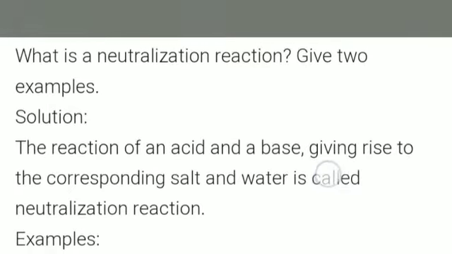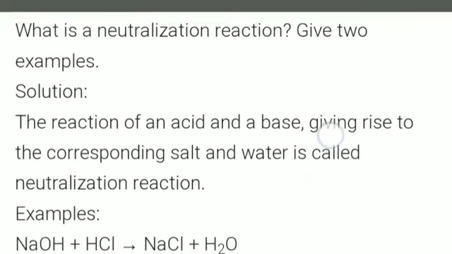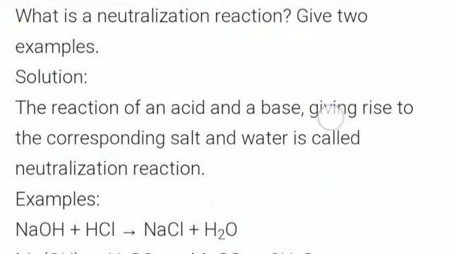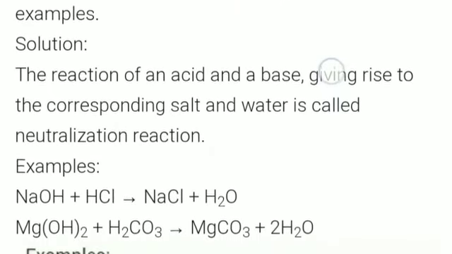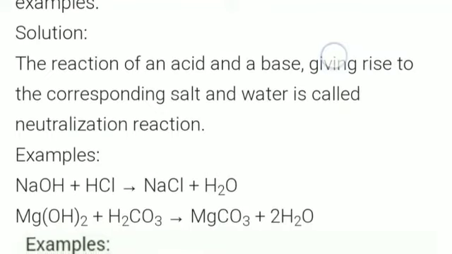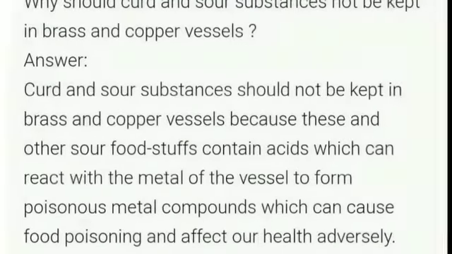What is a neutralization reaction? The reaction of an acid and base giving rise to the corresponding salt and water is called a neutralization reaction. NaOH plus HCl gives NaCl plus H2O, and magnesium hydroxide plus H2CO3 gives magnesium carbonate plus water, are examples of neutralization reaction.